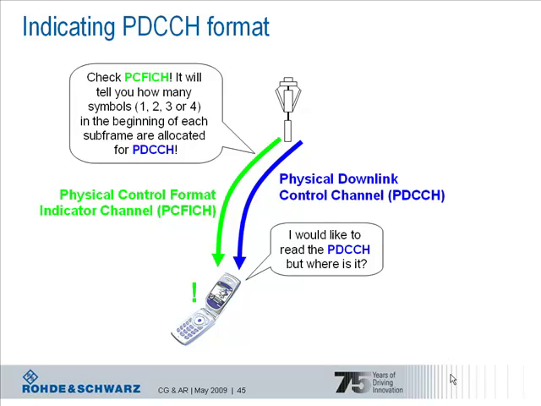Depending on the bandwidth used in this cell, the number of symbols differs. In case of a 10 MHz channel, respectively 50 resource blocks, at minimum 2 OFDM symbols are used in the beginning of each subframe, at maximum 3. 4 OFDM symbols are reserved for future use.